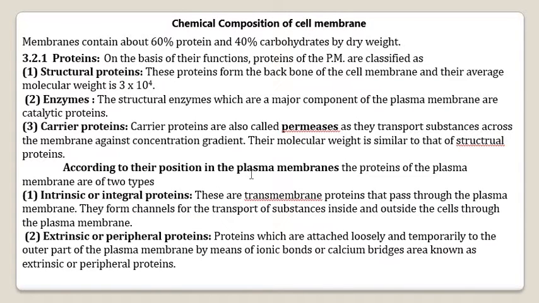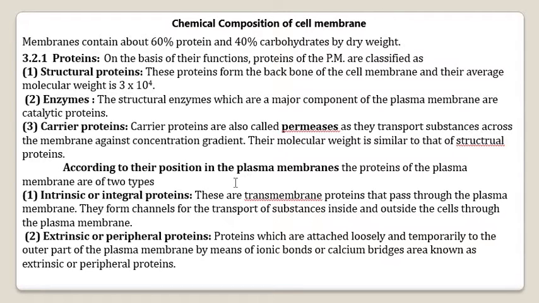Now let's move ahead and see the chemical composition of the cell membrane. The plasma membrane is made up of lipoprotein, that means it is made up of lipid and protein. These are special non-bonded combinations of the lipid with the proteins. So lipids and proteins are present in the plasma membrane in varying percentages, and the membrane contains 60% of the protein.